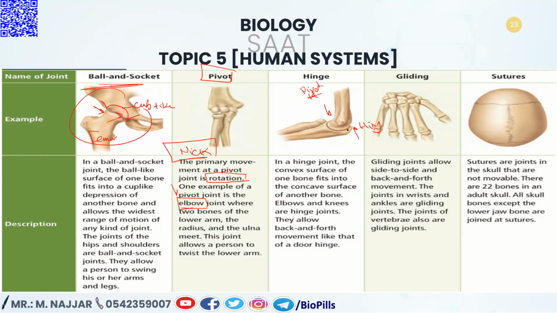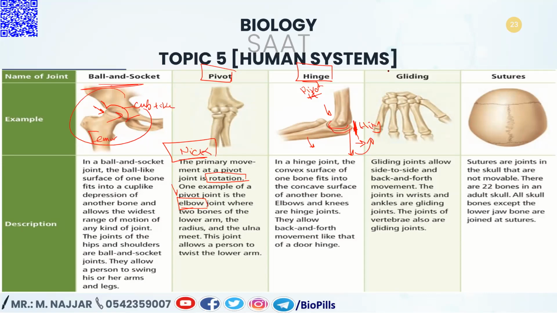Why? Try now to open the door 360 degrees. It can only open to a limit. So try even now to stretch your hand more than this degree. You will not be able to. Try to rotate it a little bit back. It will never work. Why? Because there is a convex surface fitting in a concave surface, and there is a maximum limit above which they will not be able to stretch or move much more. This is the hinge joint.